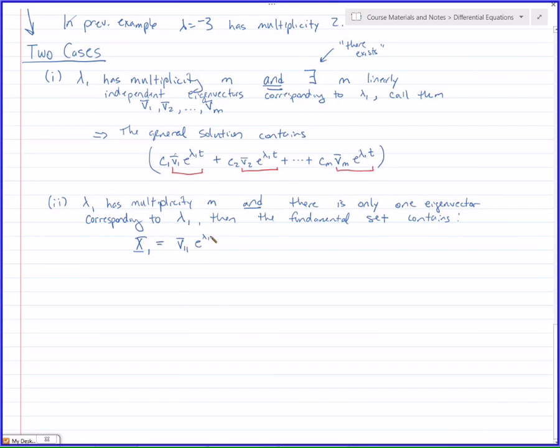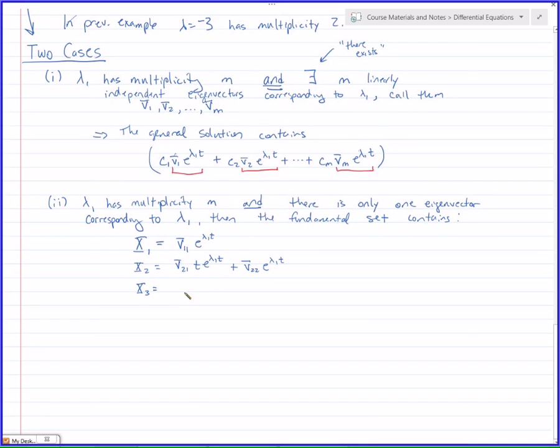e to the lambda 1 t. And there's an x2, which will be a V21 t e to the lambda 1 t plus V22 e to the lambda 1 t. Now, we have no idea what these v's are yet. And where they come from, we're going to have to derive in a moment.